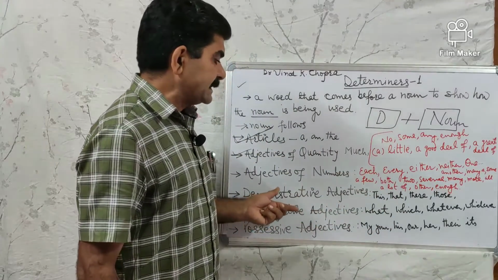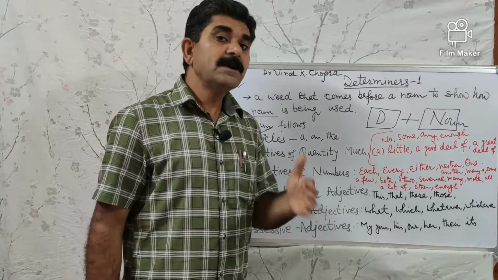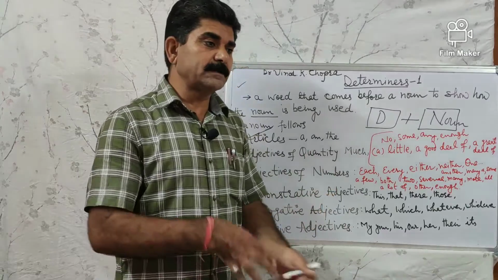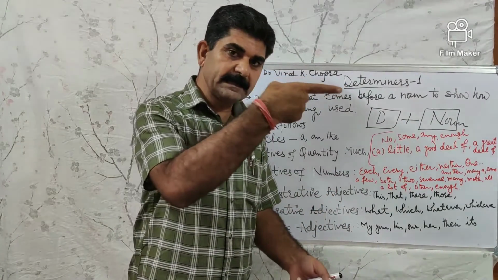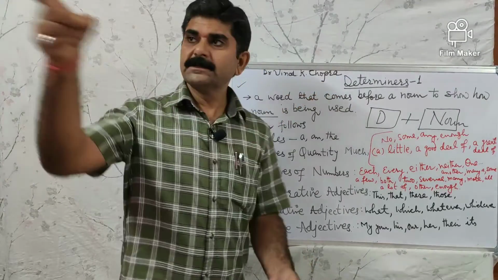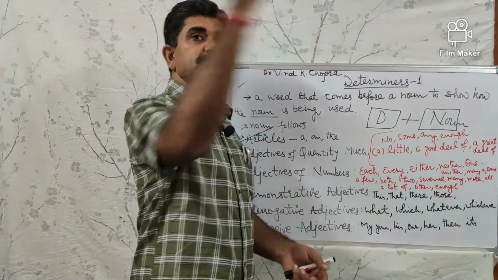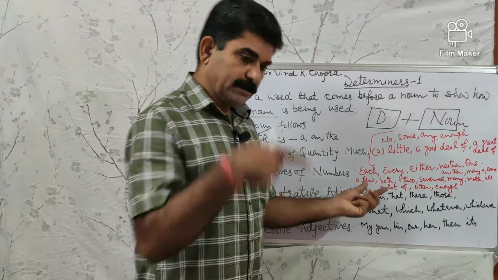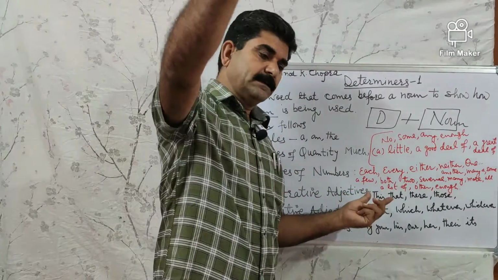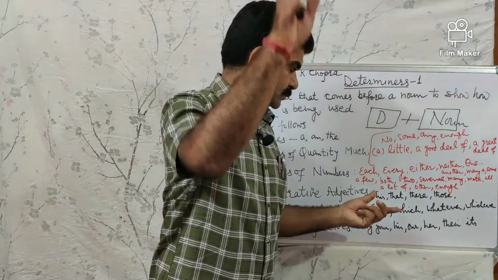Then we have demonstrative adjectives. What is demonstrative? Demonstrative means pointing at something, signalling, demonstrating. Which one? This one, that one, these, those. So demonstrative adjectives are this, that, these, those.